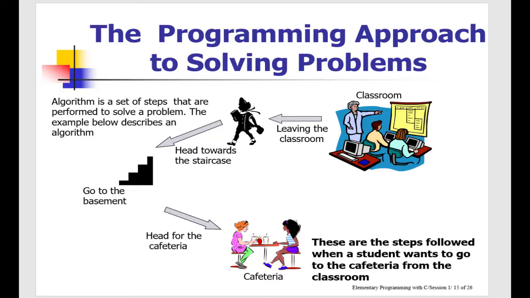Once the class is over, she will leave the classroom. She can head toward the staircase, and after that she'll go to the basement, head for the cafeteria, and there she can order some drinks and enjoy with her friends as they catch up on the weekend's activities. These are the steps followed when a student wants to go to the cafeteria from the classroom. Actually, there was a problem, and the student has been able to solve this, and they do this quite intuitively without thinking about it. Even you, with time, you'll actually be solving computer problems without thinking about them, no matter how daunting at this stage that may seem.